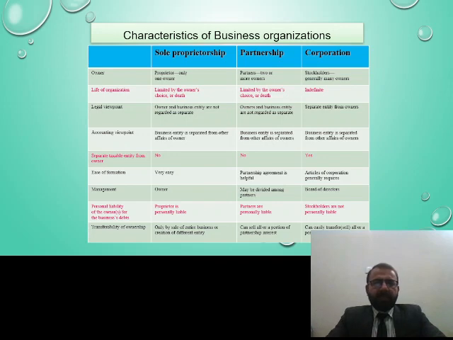In partnership, partners are mainly two or more owners, limited by the owner's choice or death. Owners and business are not regarded as separate. Business entity is separated from other affairs of owners. A partnership agreement is helpful, and the business may be divided among partners. Partners are personally liable, and can sell all or a portion of partnership interest.